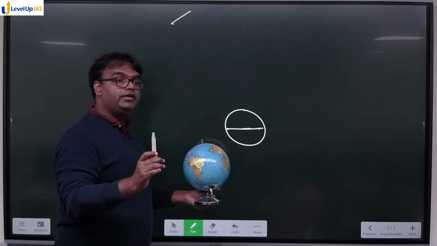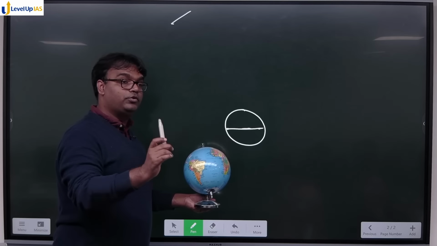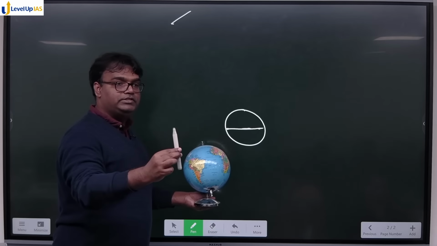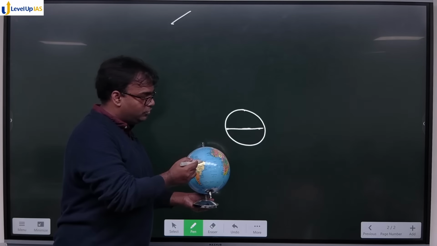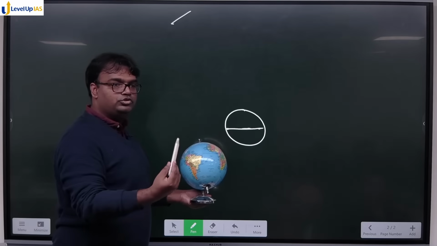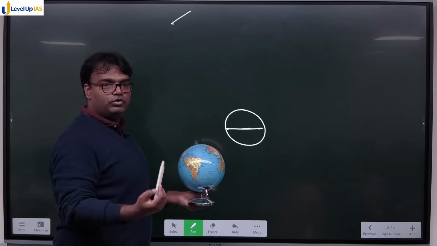What is meant by a satellite being in a sun synchronous orbit? It should be in sync with the sun. That is, whenever the satellite is crossing the equator, the solar time should be the same. What is meant by this?